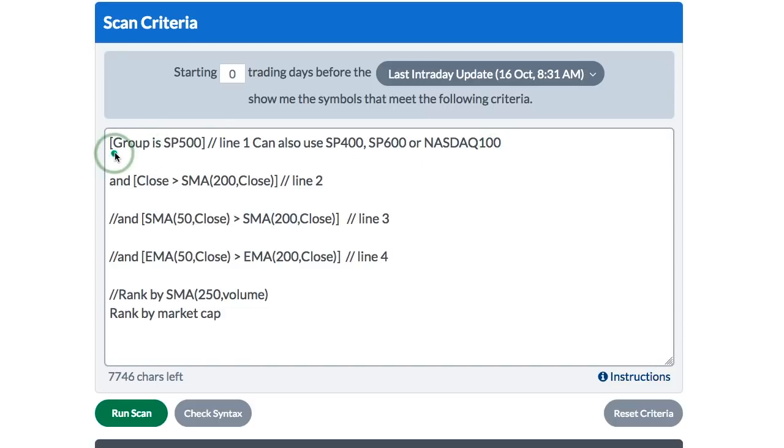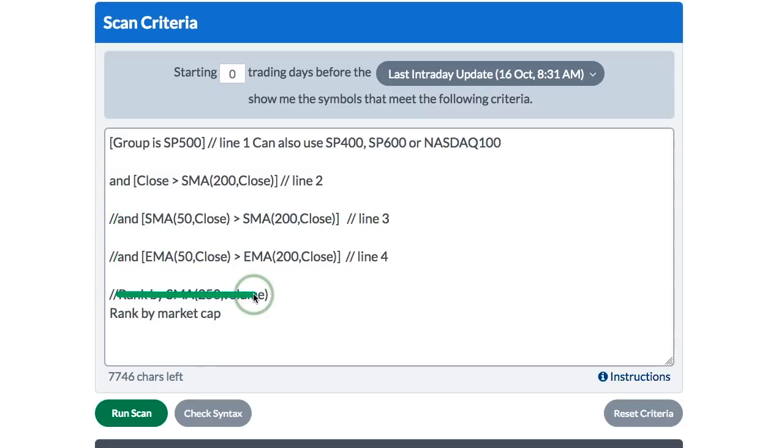So that's my first line. Group is S&P 500, and I want the close to be above the 200-day moving average. And then I'm ignoring these two lines for now because I've got the two forward slashes in front there. That means everything to the right is ignored.